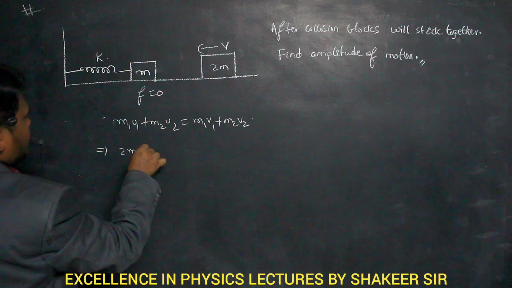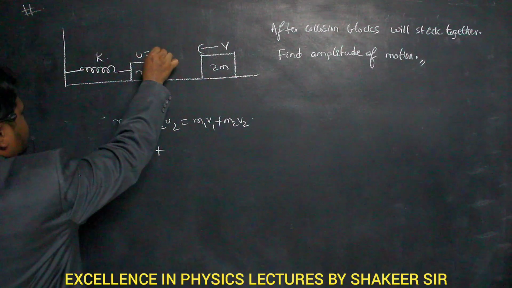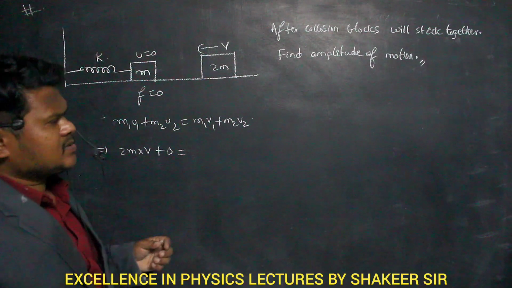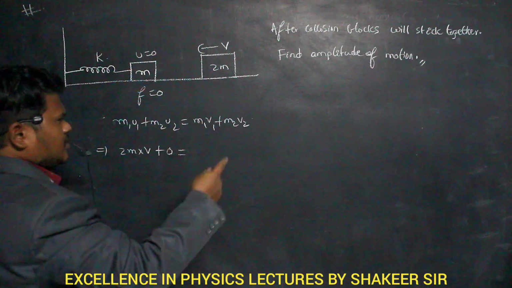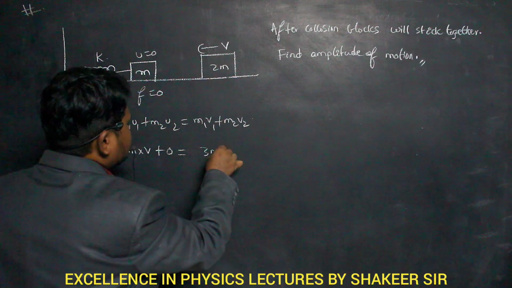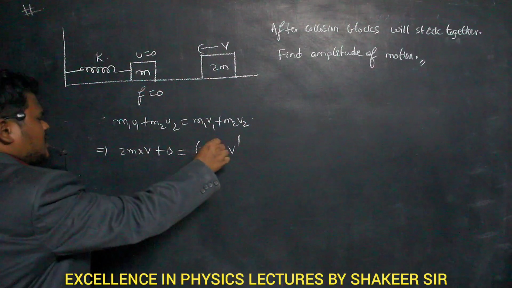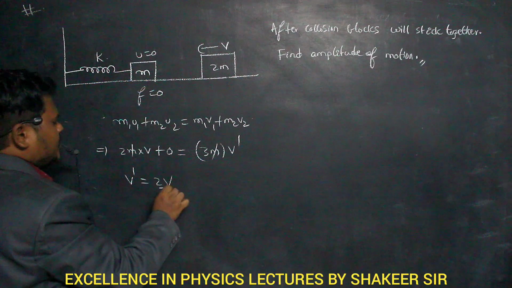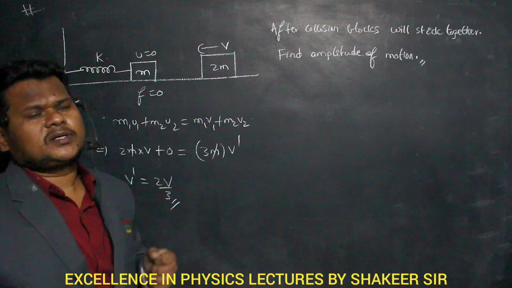The mass of this one is 2m and velocity is v, and the other block's momentum is 0 because it is at rest. Finally, both bodies stick together, which means they travel with a common velocity. So for both masses, 2m plus m is 3m, with common velocity v dash. Mass and mass get cancelled, so v dash equals 2v divided by 3. This is the velocity with which these blocks will start compressing the spring.